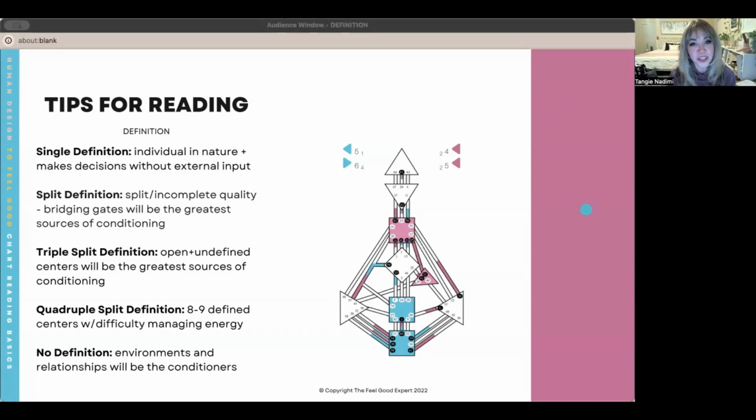So hopefully this was clear and helpful in understanding the definition in human design.